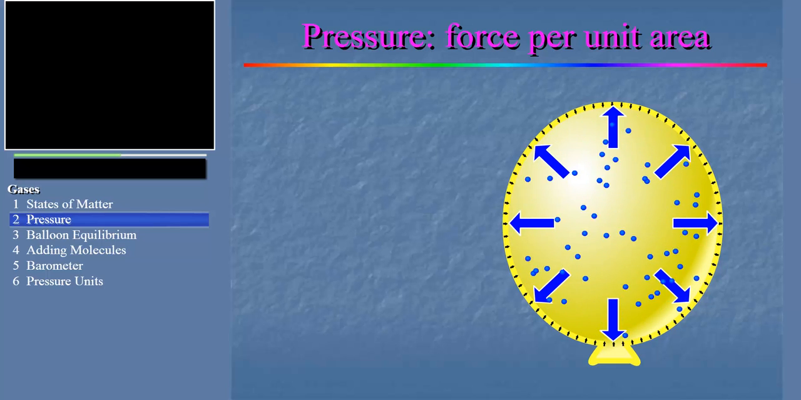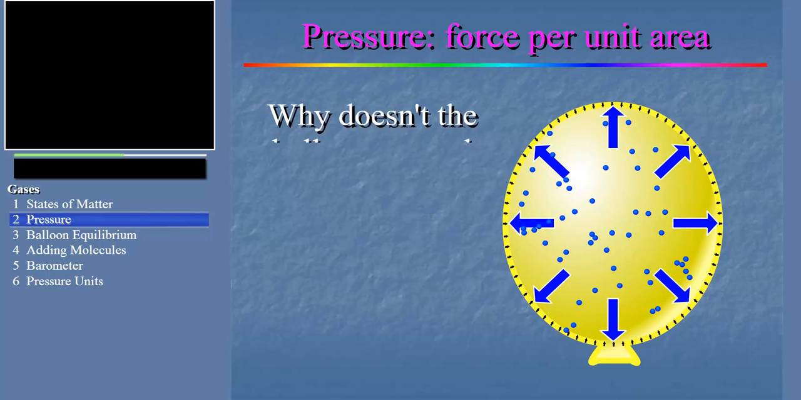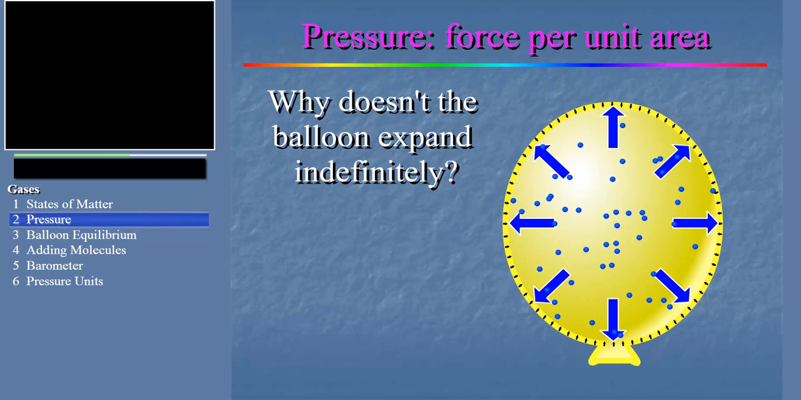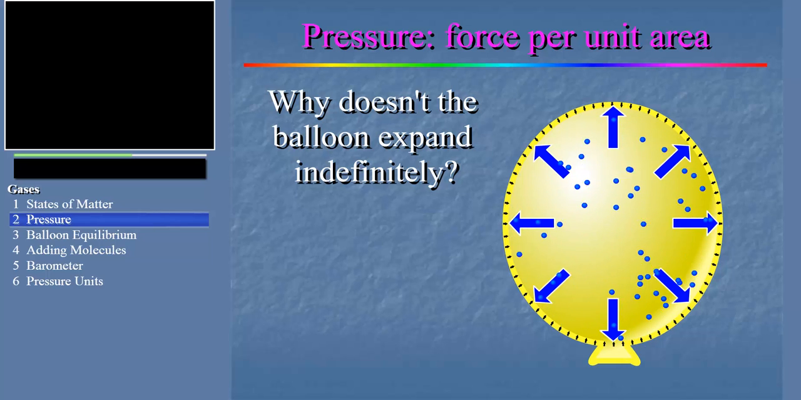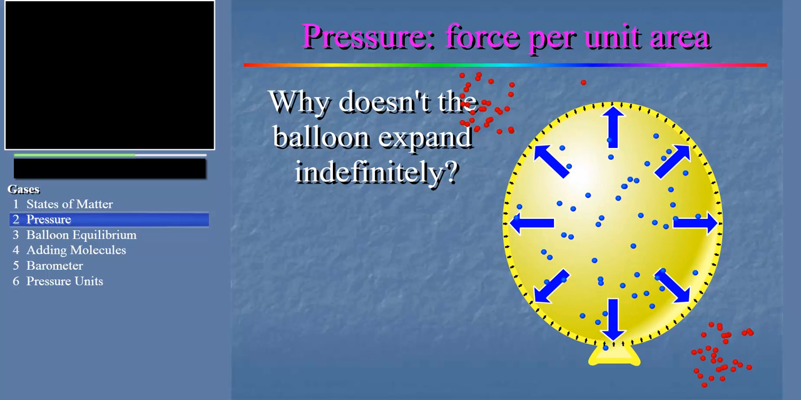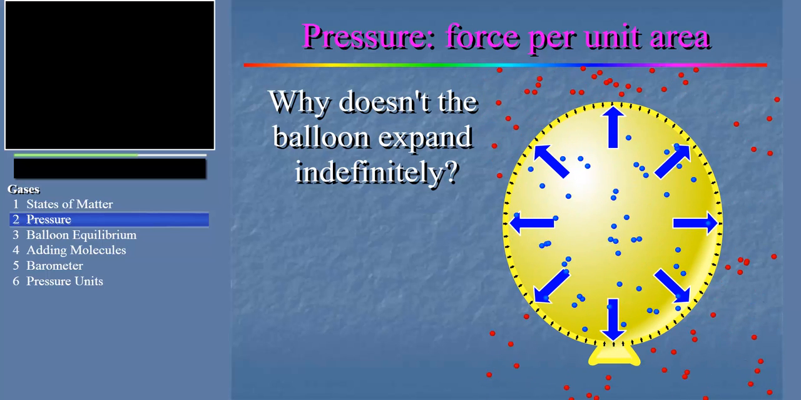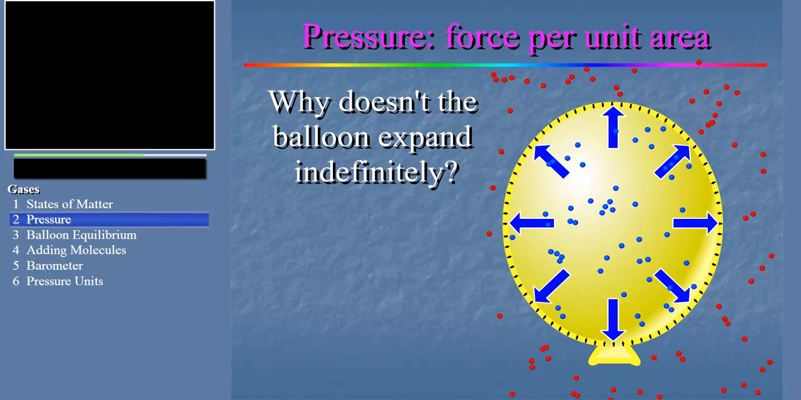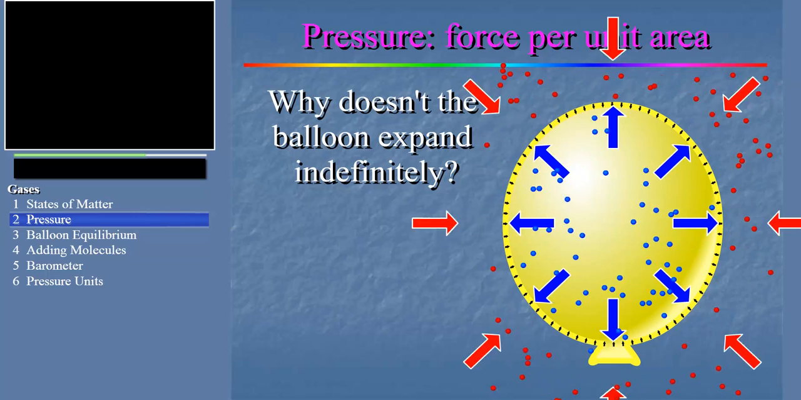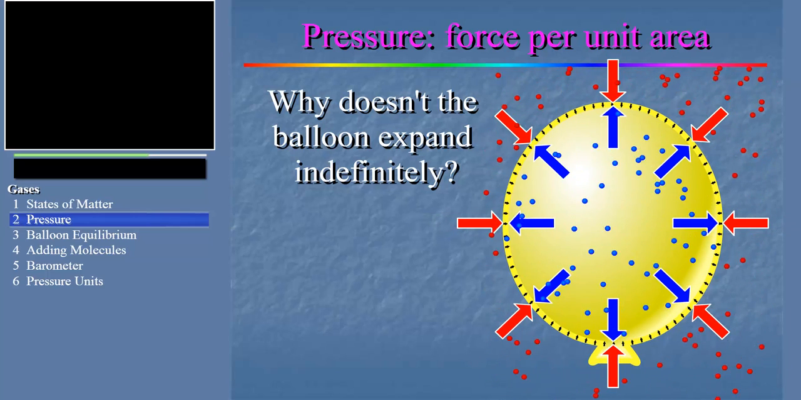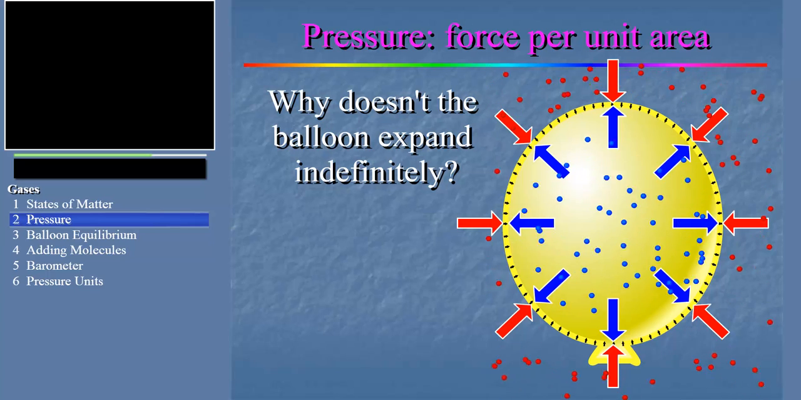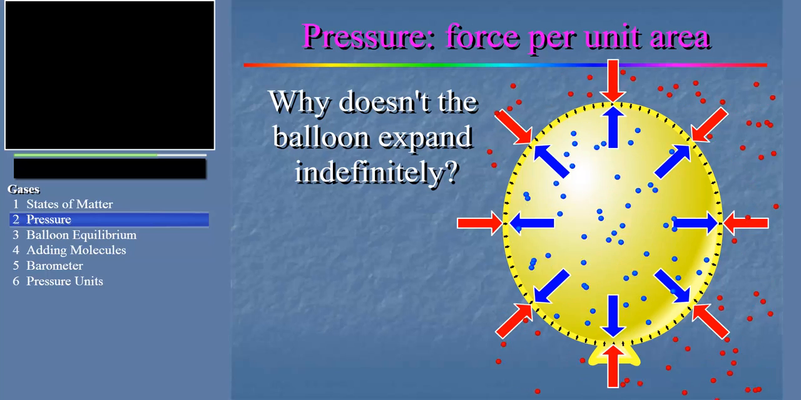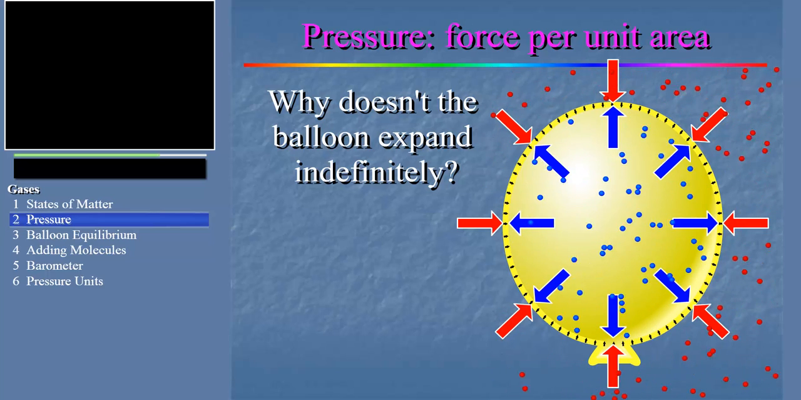Now consider this question. If the molecules in the balloon keep pushing outwards, why doesn't the balloon continue to expand indefinitely? Well, to answer this question, think about what's going on outside the balloon. The balloon will continue to expand only until the pressure of air molecules outside the balloon pushing in exactly balances the pressure of the molecules inside the balloon pushing out. We have a fancy name for this kind of balance in chemistry. We call it equilibrium.